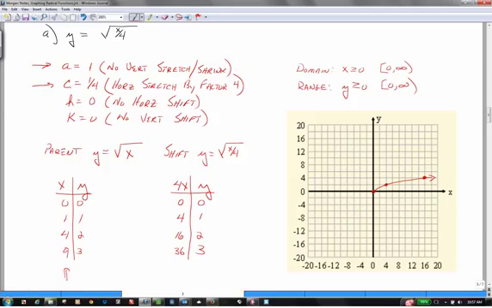So 0, 0 would still be 0, 0. This would be 1 for the x. 1 times 4 is 4. The y value stays the same. So I took all my x values, multiplied them by 4, and you can see the y values stayed the same. There's nothing happening to y, and I plotted those over here, and that would be my final graph that has the stretches taken into account.